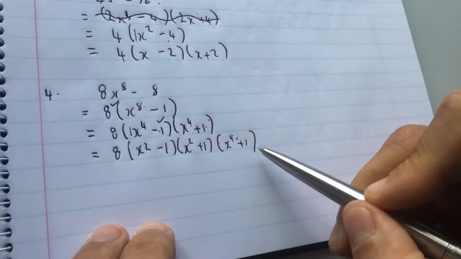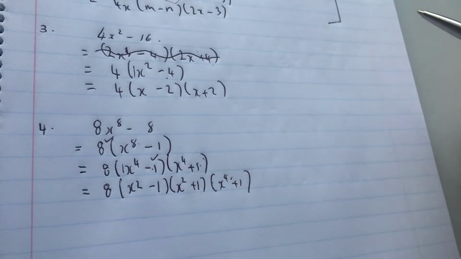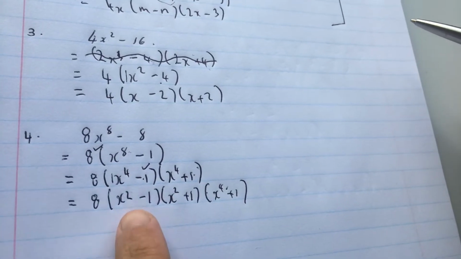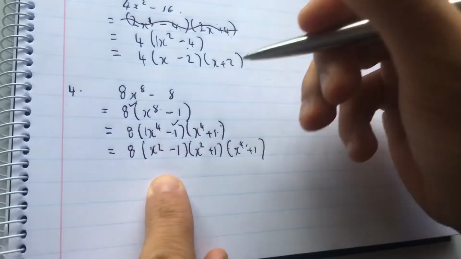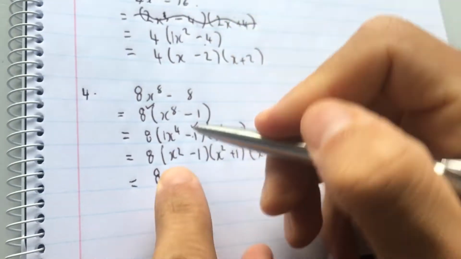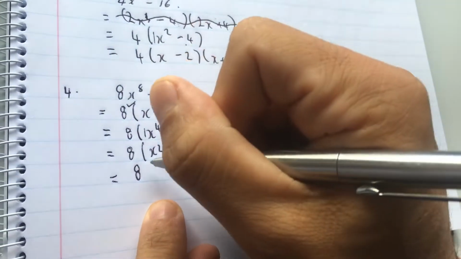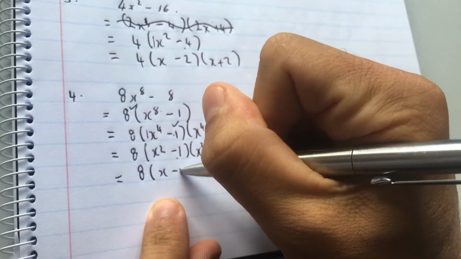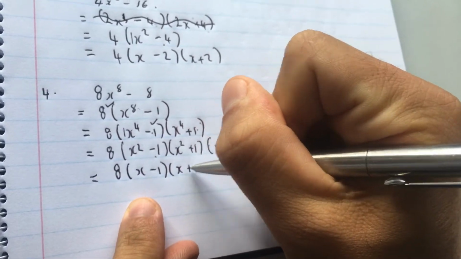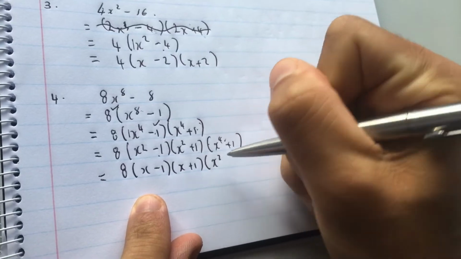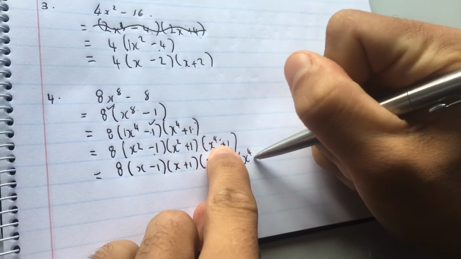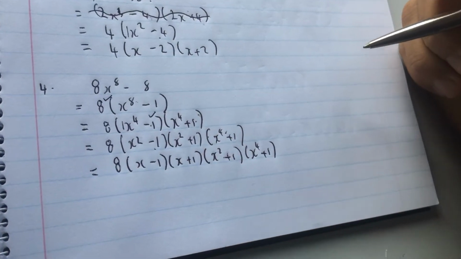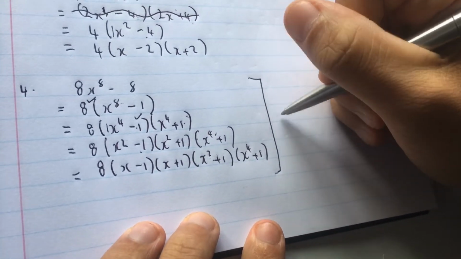Now look at this line over here. Can I do more factorization? Yes, there. x squared minus 1 is a difference of 2 squares again. So it's 8, and I'm going to factorize that. So that will be x minus 1, x plus 1, x squared plus 1. Now I'm just dropping that down, and I'm just dropping this one down. Look at that guy. Most kids will get this wrong.